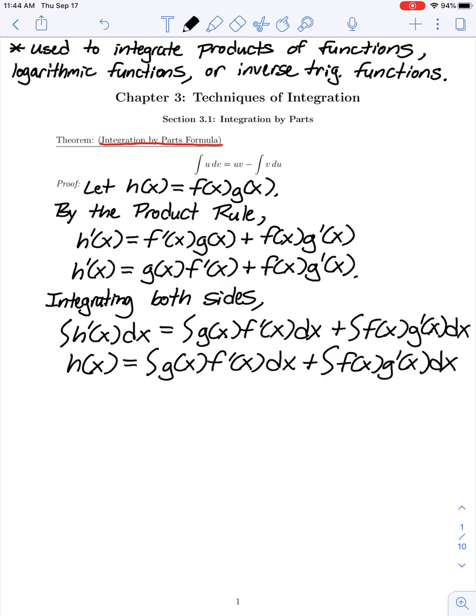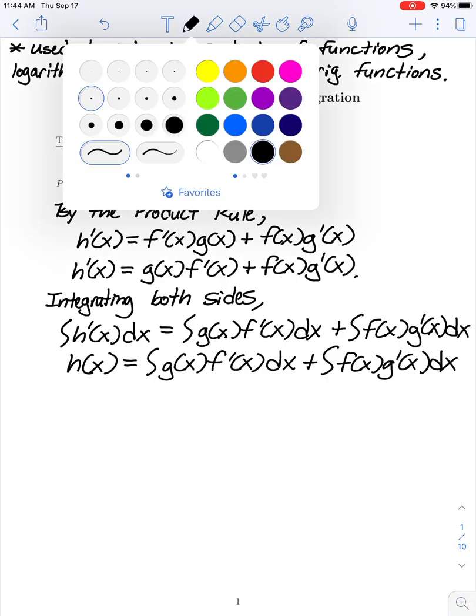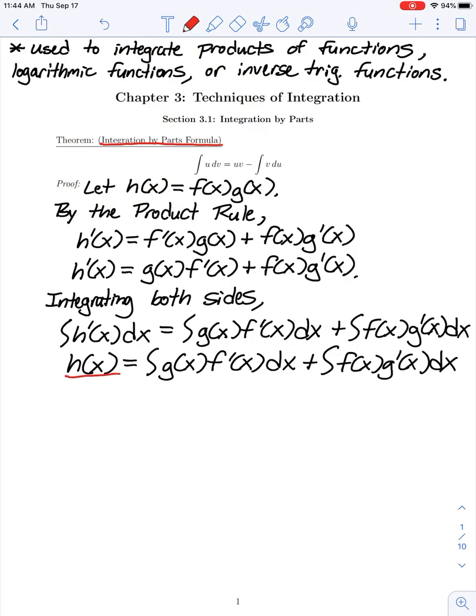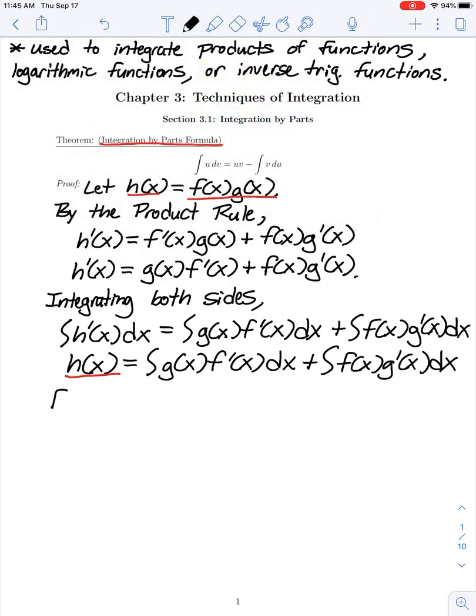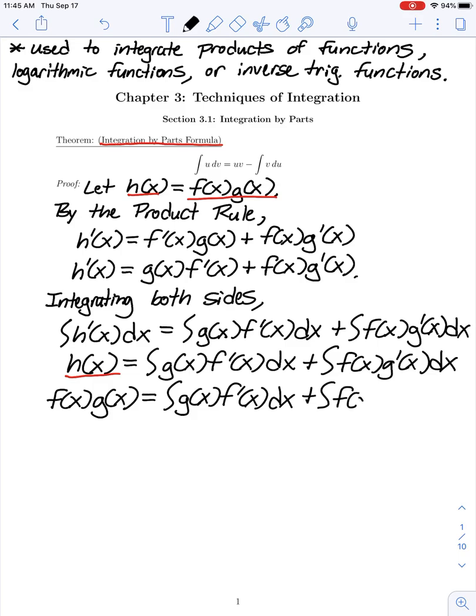But recall that h of x, this function on my left-hand side, was defined as the product of f and g. So we have f of x times g of x is equal to the integral of g of x times f prime of x dx plus the integral of f of x times g prime of x dx.